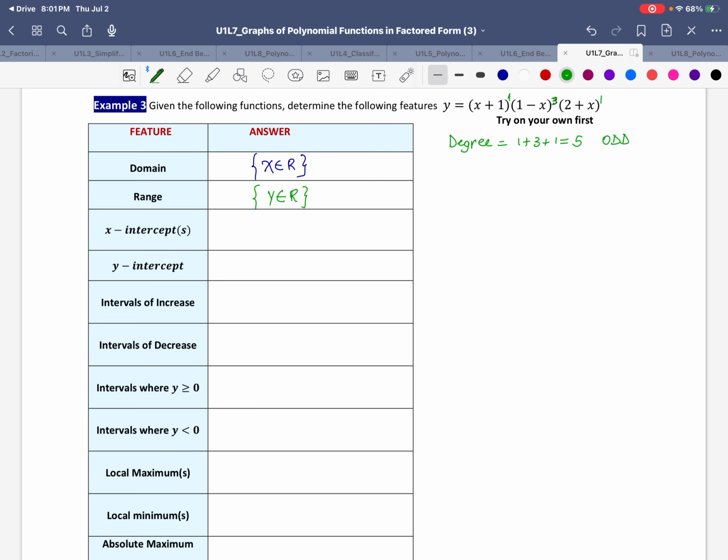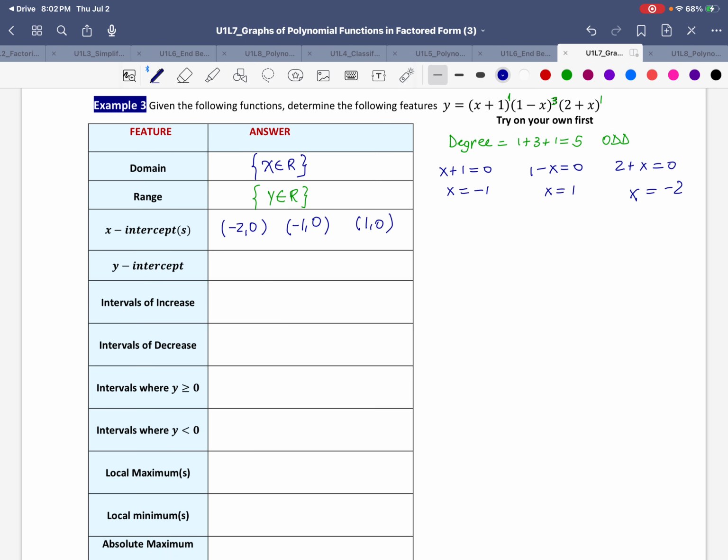Now, let's find the x-intercepts. We do this by setting the function equal to 0, which means that the function will be 0 if either factor equals 0. So we'll have x plus 1 equal to 0 at x equals negative 1, 1 minus x equals 0 at x equals positive 1, and 2 plus x is 0 at x equals negative 2. So there are 3 x-intercepts in this function, and let's record them. I'll start with the lowest, so the furthest to the left: negative 2, 0, and then negative 1, 0, and positive 1, 0.